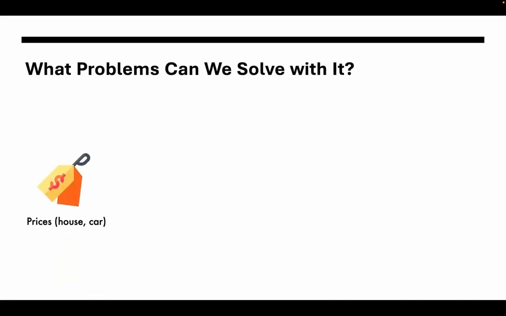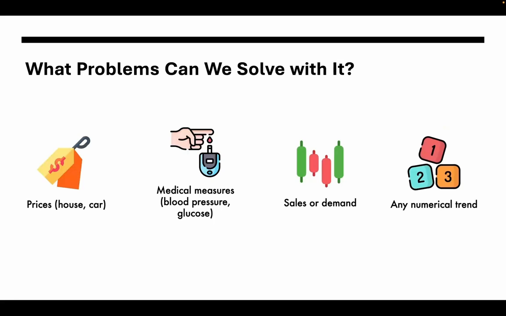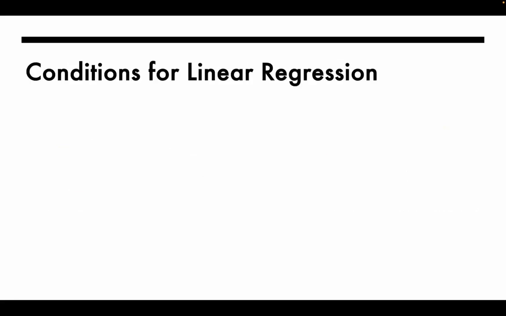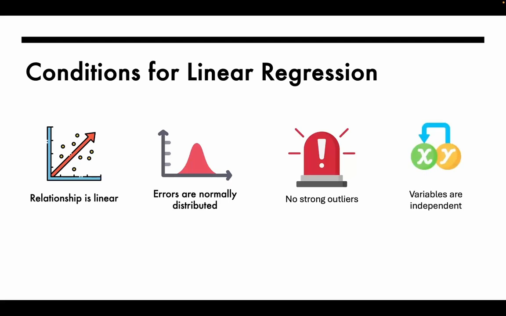Even though linear regression is a machine learning model, it still follows basic statistical assumptions. The data must show a roughly linear relationship. The errors, the differences between predicted and actual values, should be normally distributed. Strong outliers can distort the model, so they should be checked. And finally, the input variables should be reasonably independent from each other to avoid misleading patterns.